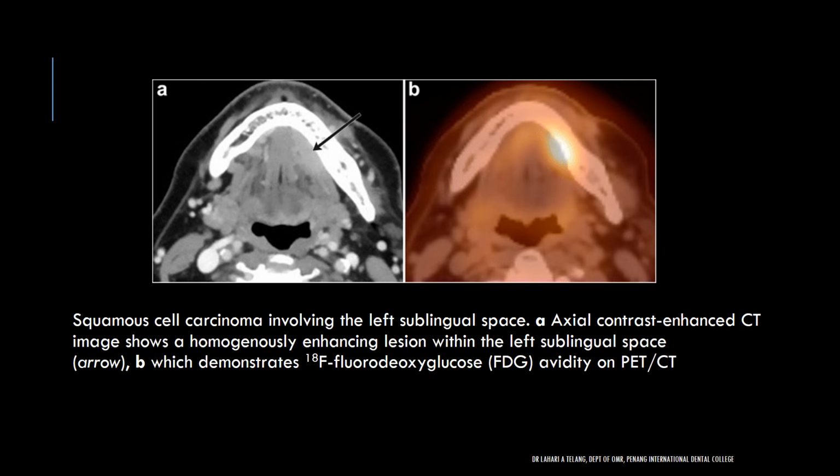CT scan can also be a scout image over which PET scans can be done. This is an example of a squamous cell carcinoma involving the left sublingual space, and an axial contrast enhanced CT image shows homogeneity along with the left sublingual space. And in B, this is an image of PET CT scan.